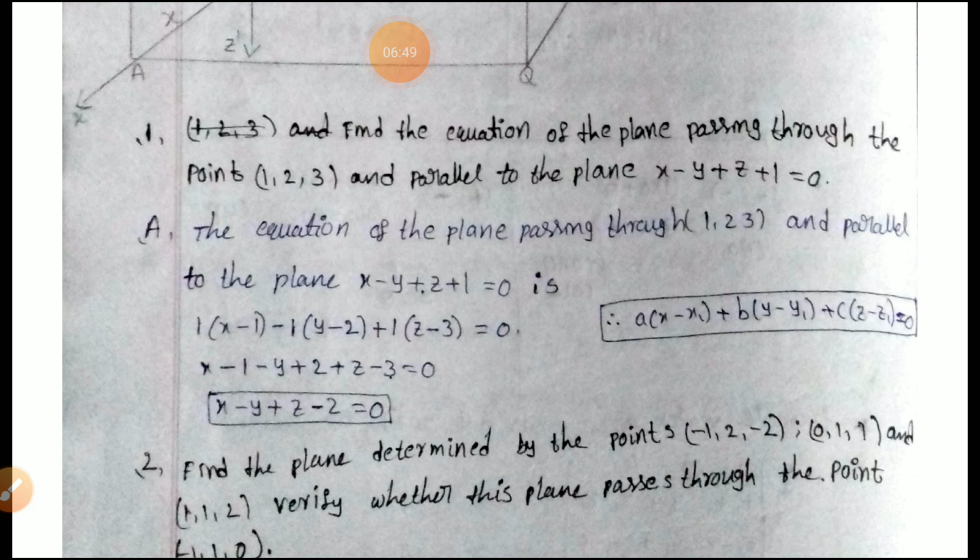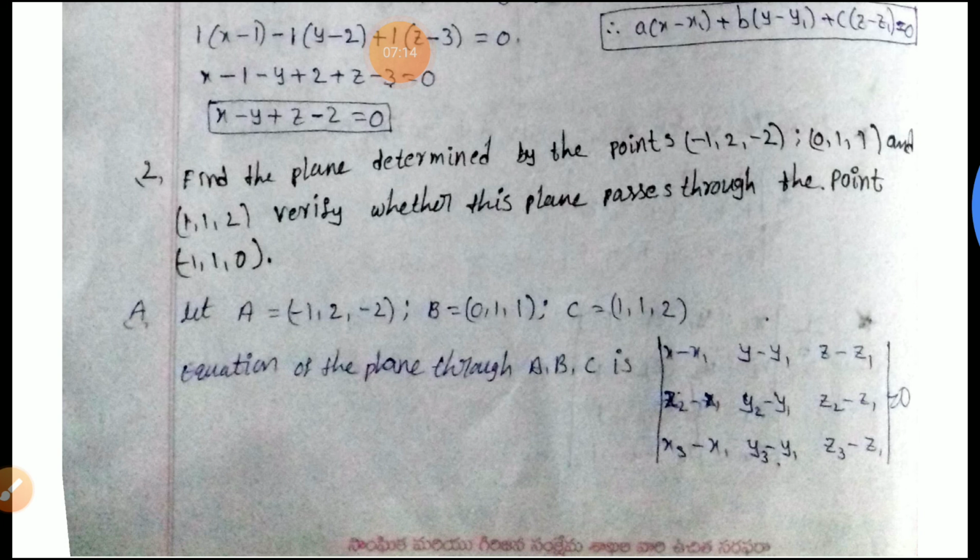Further, to find out a, b, c, another condition is given: the plane is parallel to x - y + z + 1 = 0. That means the required plane and the given plane are parallel, so automatically the corresponding coefficients are the same. That means a = 1, b = -1, c = 1. Using this in the equation, we can easily see that x - y + z - 2 = 0.